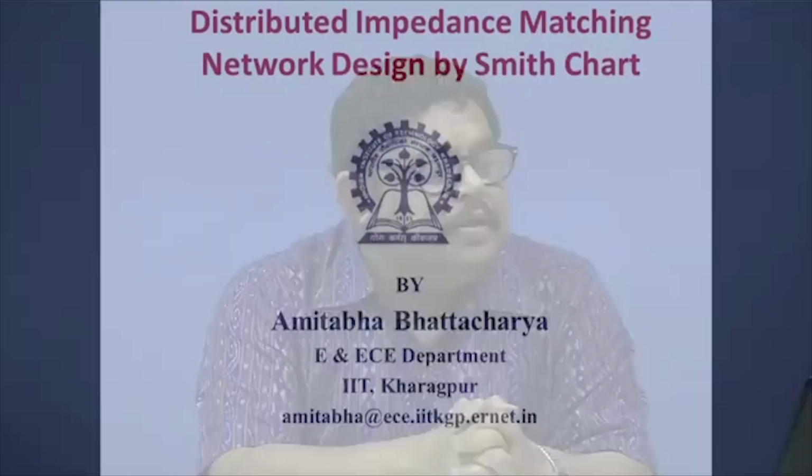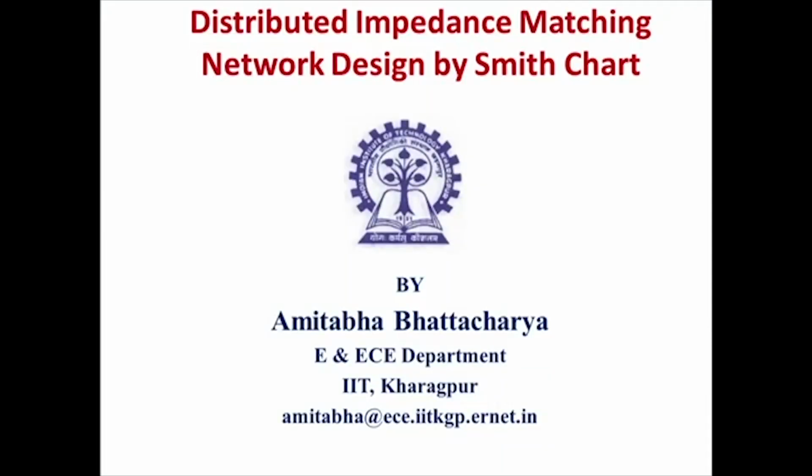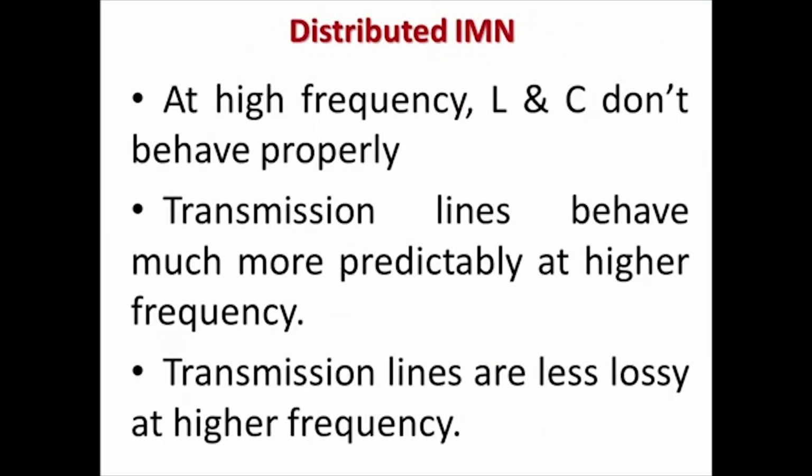So, in this lecture we will see the distributed impedance matching network design. That means, as I said, as we go higher in frequency, particularly after 1 gigahertz, it is difficult to rely on inductors, capacitors, etc. Also in these high frequency circuits, fabricating the L and C is difficult. So, we need to design transmission lines or waveguides for realizing the L's and C's. That design is called distributed impedance matching network.